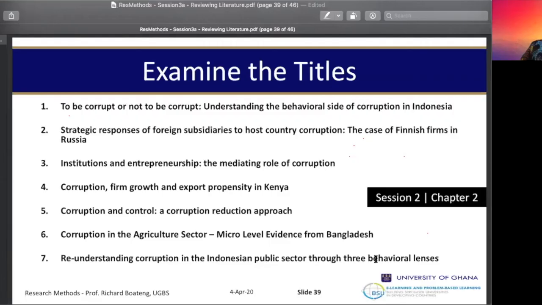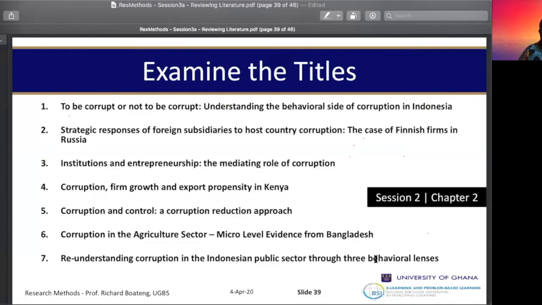Okay, then corruption and control, a corruption reduction approach. So you can see that there's no country here as context, but there is a reduction approach. The reduction approach can be the contribution. And then the corruption is still the title.